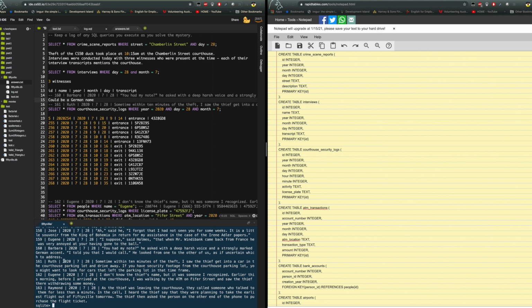Then we have Ruth. Sometime within 10 minutes of the theft, I saw Viv get into a car in the courthouse parking lot and drive away. If you have security footage from the courthouse parking lot, you might want to look for cars that left the parking lot in that time frame. So that's another key, what we need and what we're going to check.